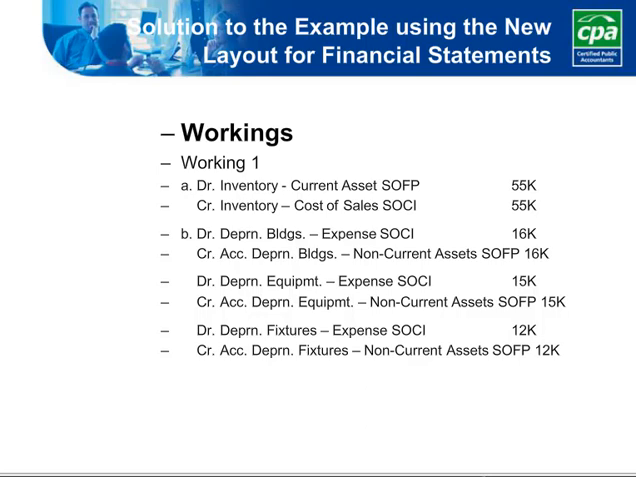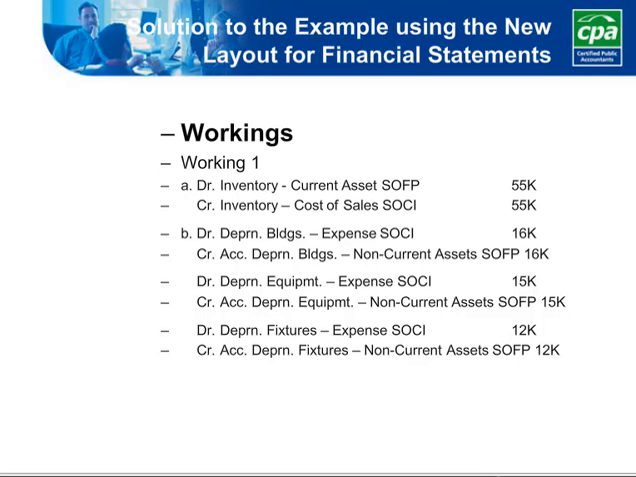Point B is in relation to depreciation. Depreciation is an expense and is also added to our accumulated depreciation, which is taken from the cost in the non-current assets section of our Statement of Financial Position. Our buildings here, the depreciation on them is 2% of cost. The cost of the building is 800,000, so 2% of the 800,000 is 16,000. Continuing in the same vein, our equipment is 10% of cost. The cost of our equipment in the question is 150,000, therefore 10% of that works out at 15,000.